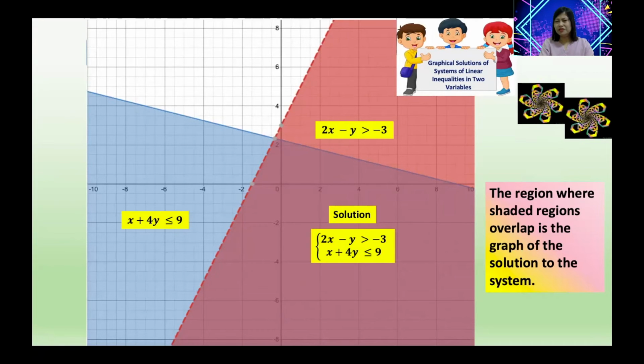Take note, the region where shaded regions overlap is the graph of the solution to the system. All of the points here on the double shaded region are solutions of the given system.